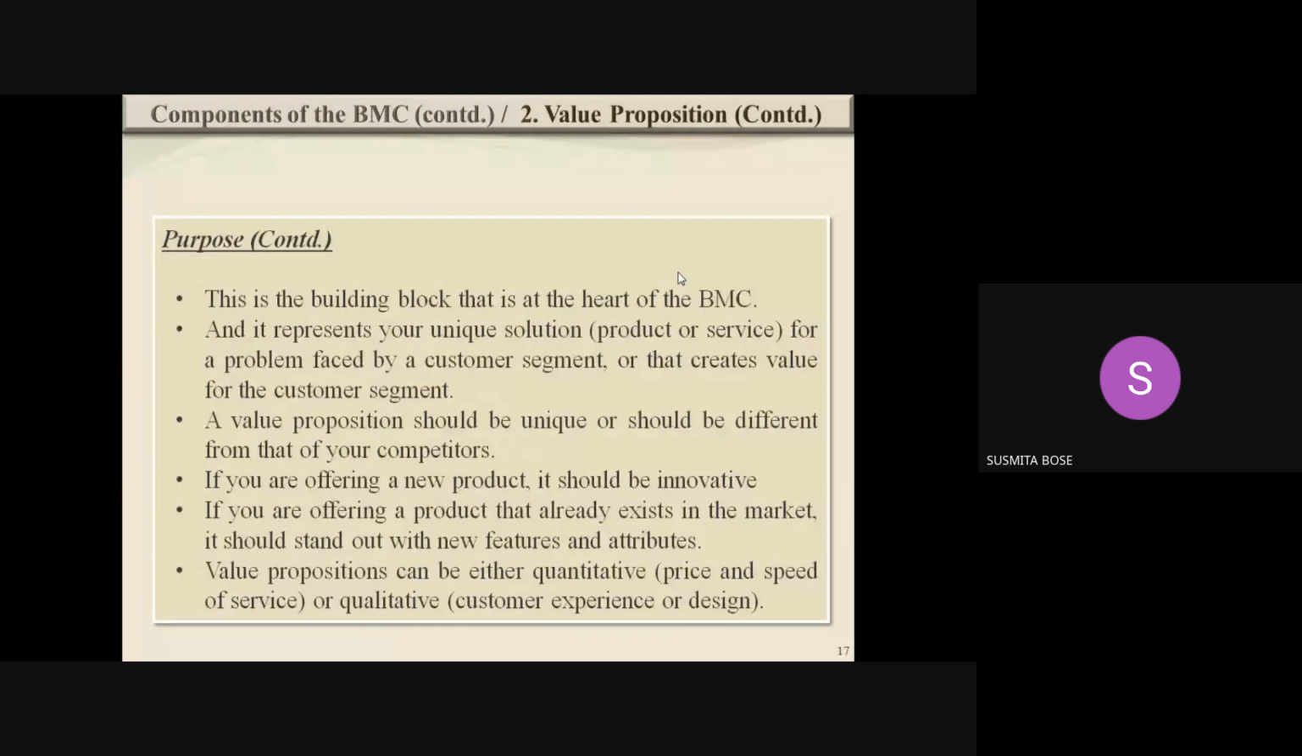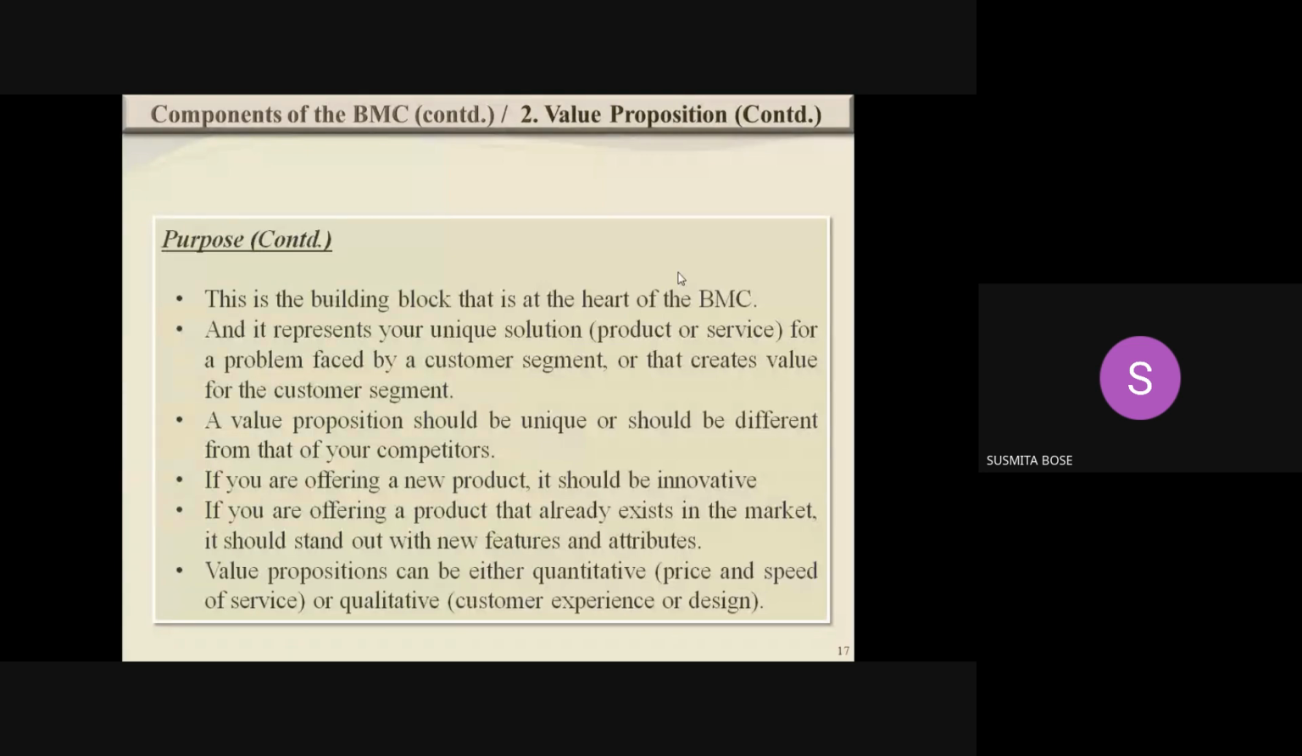Okay. And this building block is the heart of the BMC, the most important part of the BMC. It represents your unique solution, product or service, for a problem faced by the customer segment, or that creates value for the customer segment. A value proposition should be unique, as I have just explained. It should be different from that of your competitors.